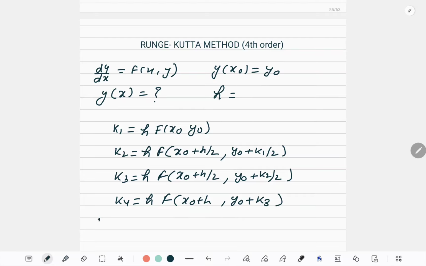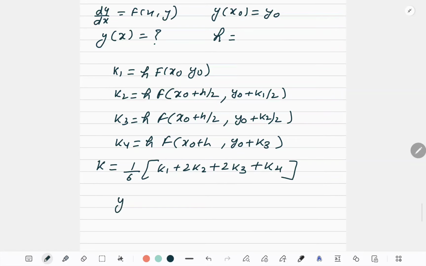Using these four values, I'll figure out the value of k. k is nothing but 1 by 6 times (k1 plus 2 k2 plus 2 k3 plus k4). And the y1 value is equal to y0 plus this k. So if the question is only a first-stage question, this is how I will get the value of y1.